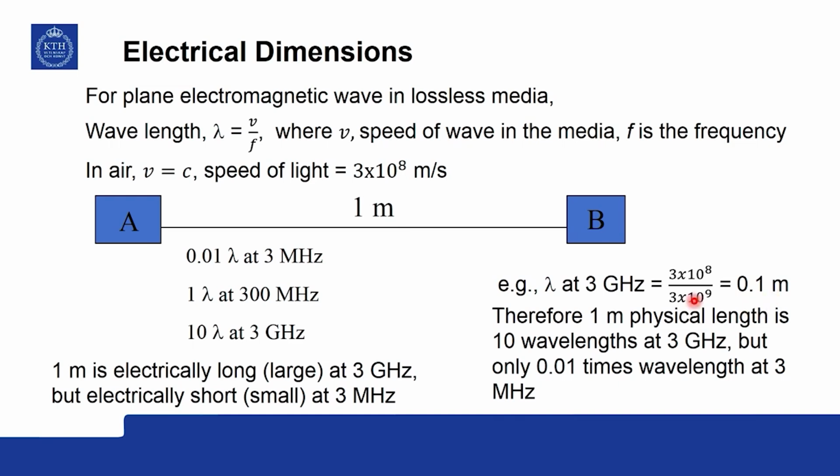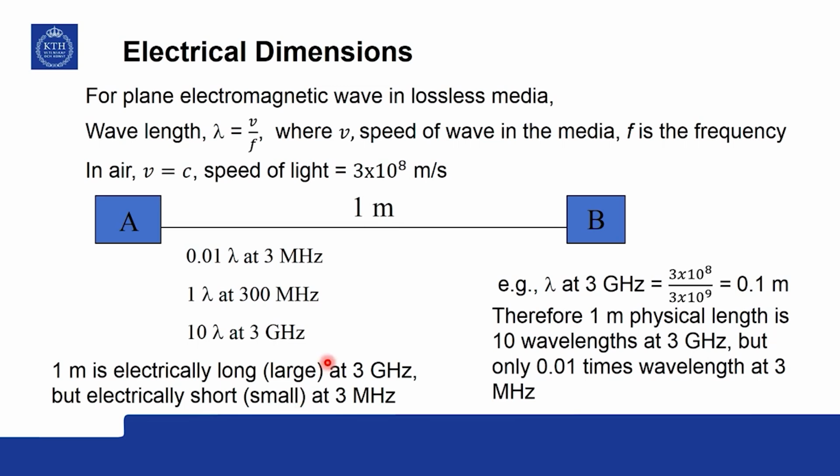So, 1 meter will become 10 times the wavelength. Therefore, 1 meter of physical length is 10 wavelengths at 3 gigahertz, but only 0.01 times the wavelength at 3 megahertz. So, 1 meter is electrically long at 3 gigahertz. We will introduce the concept of electrically long and electrically short. Often we will use these terms.